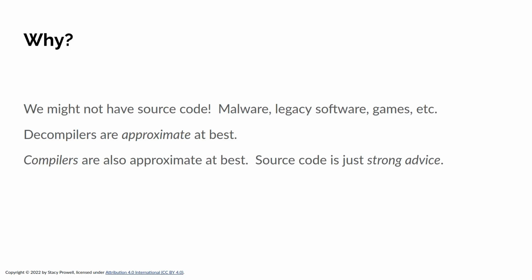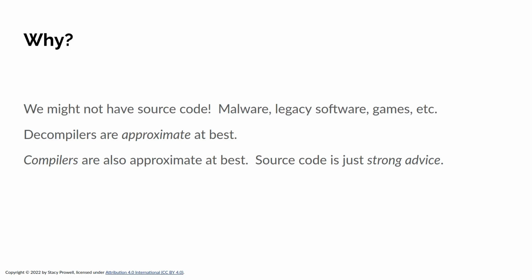Compilers are also approximate at best. We'll see an example of that in a few moments. Source code, you should think of that as strong advice, right? You're like, I would like you to add these 2 numbers. And the compiler will say, you know what? I might do that. I might get around to that. And it emits machine code. And then the processor has to think, well, I'll do that. Maybe I'll do that. Maybe I won't, right? Source code is strong advice.